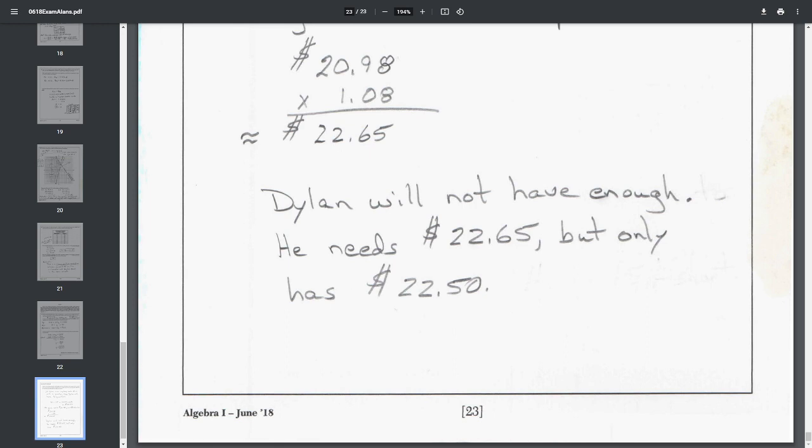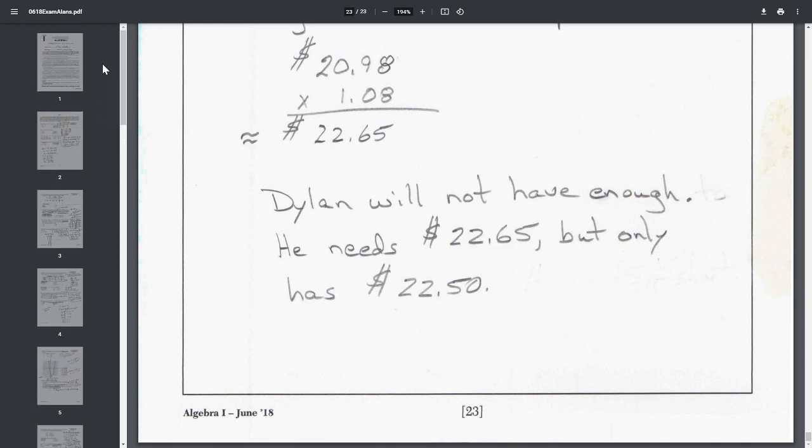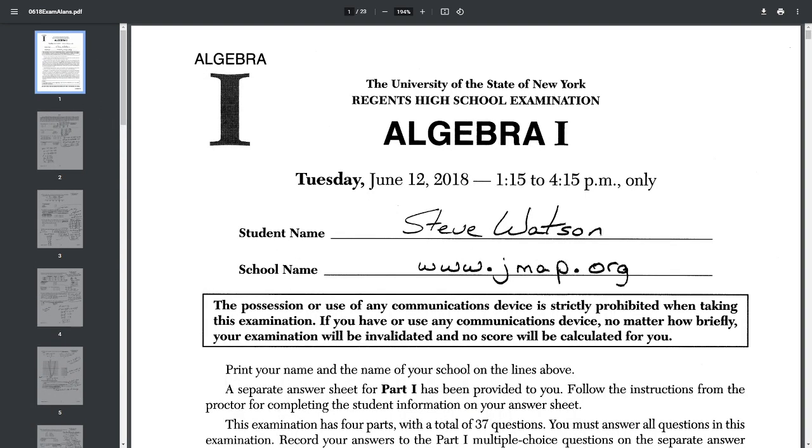All right, well, that's it. That's everything from this Regents exam, which was given in June of 2018.